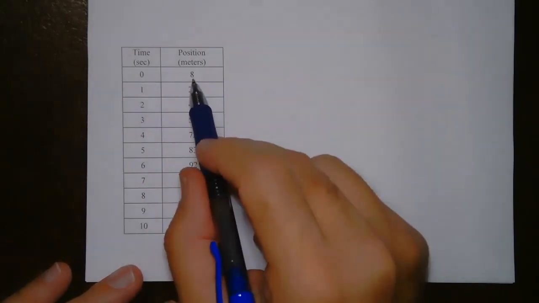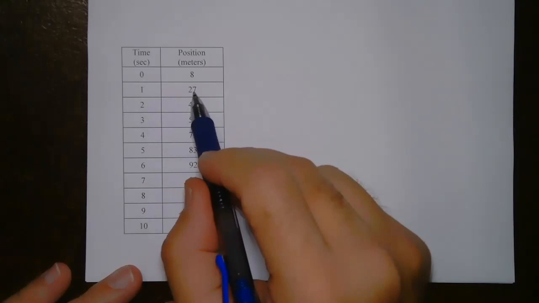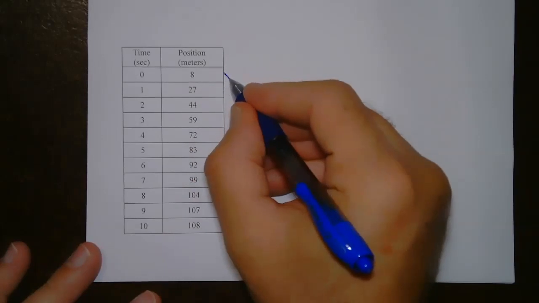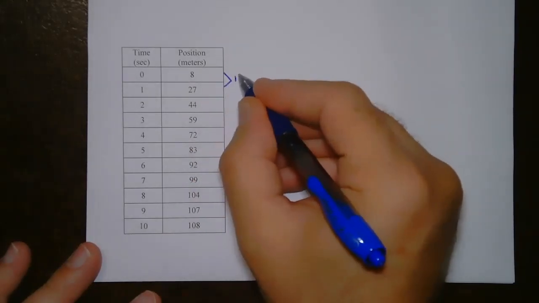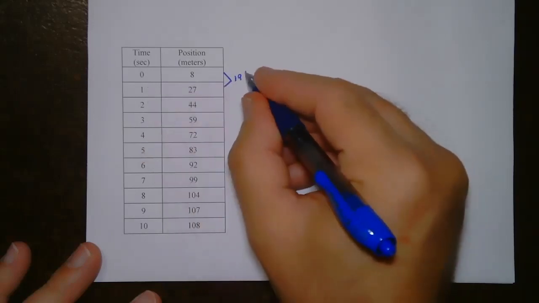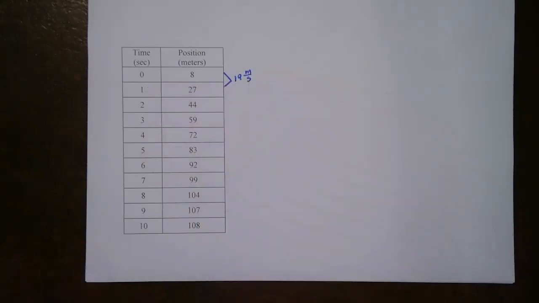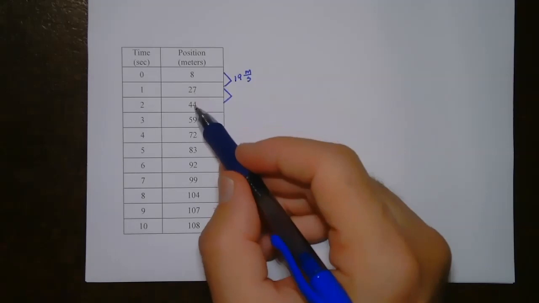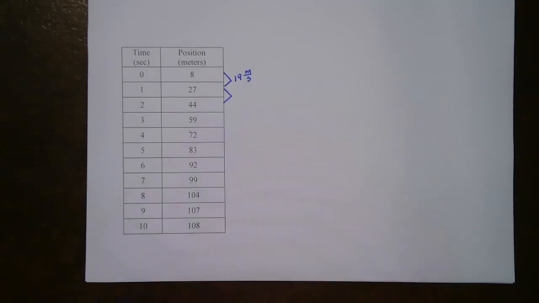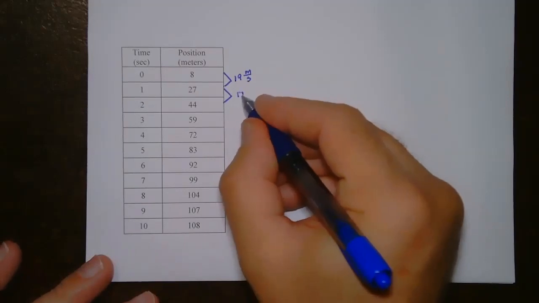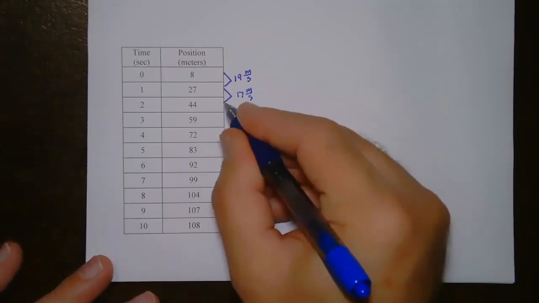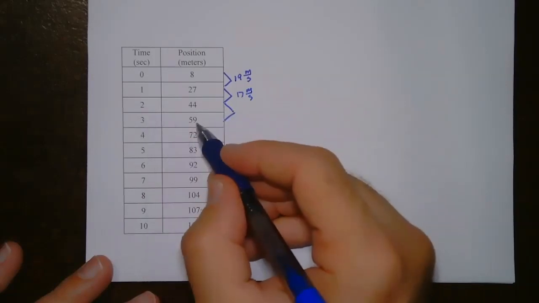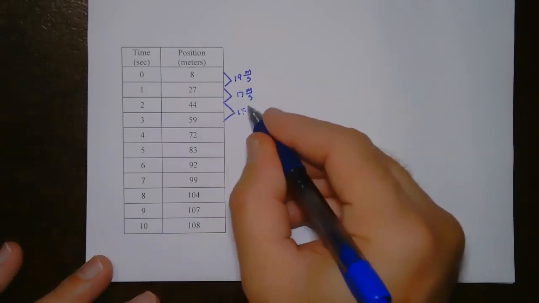At 0 seconds, we're going to start at 8 meters, and then 1 second later, big huge jump, right? 27 meters. So in 1 second, that increased 19 meters. So that'd be 19 meters per second. That'd be the average velocity on that interval. On this next interval, we went from 27 to 44. That's still an increase, right? But this time it's only 17 meters per second. And then the next one is from 44 to 59 in 1 second. So that's an increase of 15 meters per second.